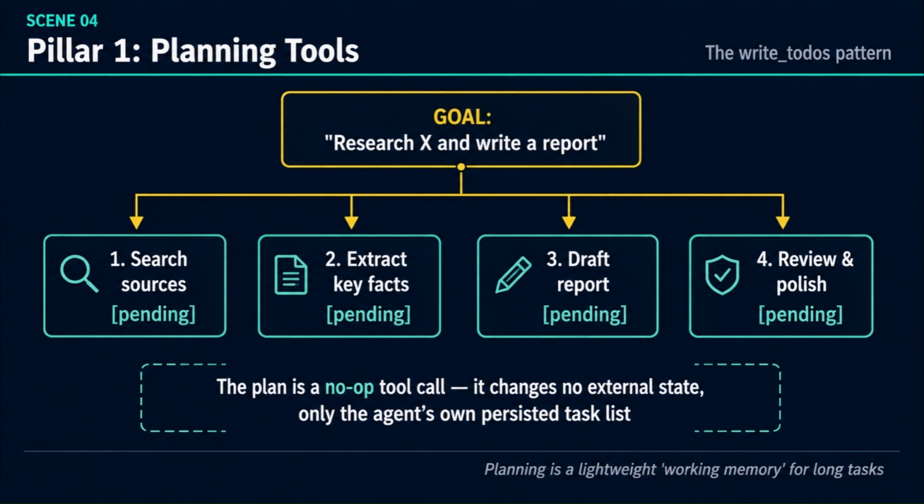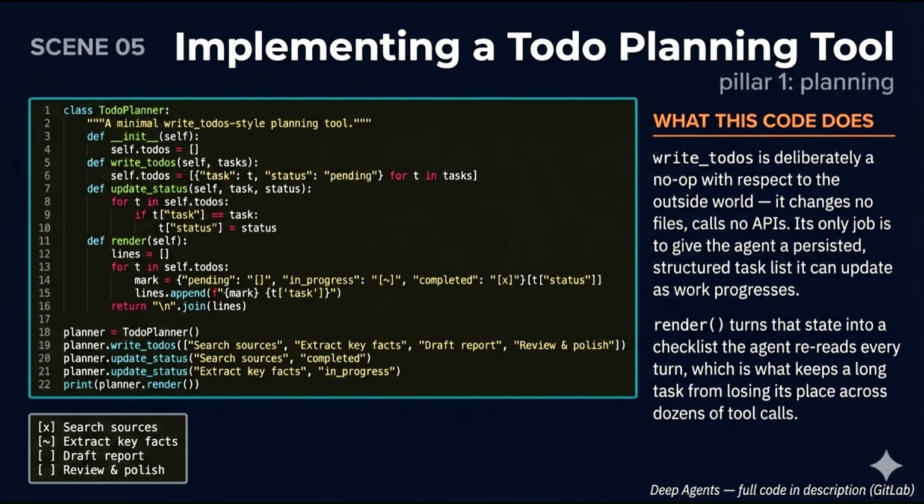Why does something this simple matter so much? Because in a shallow agent, the plan exists only implicitly, re-derived from scratch by the model's reasoning on every single turn, which is precisely where long tasks start to drift and lose coherence. A written, persisted to-do list means the agent can reread its own stated intentions at every step rather than reconstructing them from memory each time, dramatically improving consistency across long-running work. Here is planning as working code.